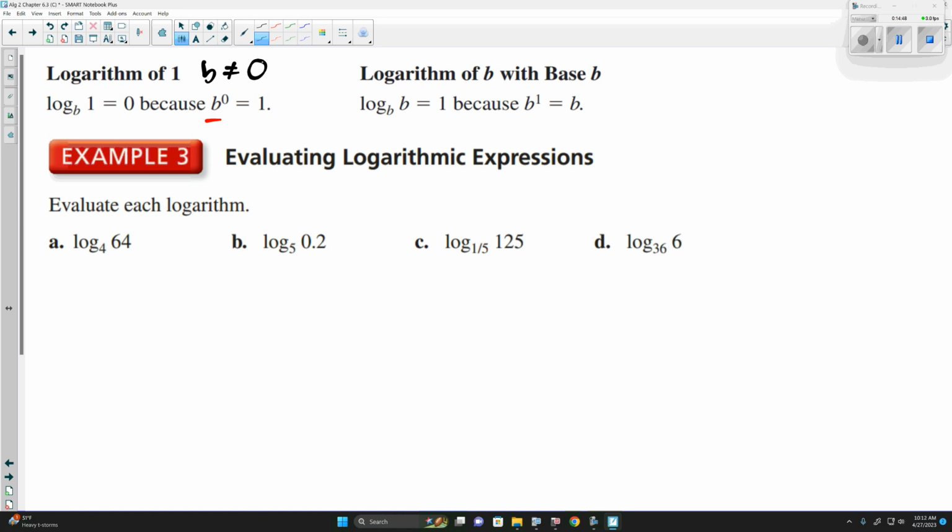Now the other one that's helpful is log base b of b. If the number inside the logarithm is the same as the base, the value is 1. Because if we rewrite this as an exponential, we're saying b to the 1 is equal to, well, itself.